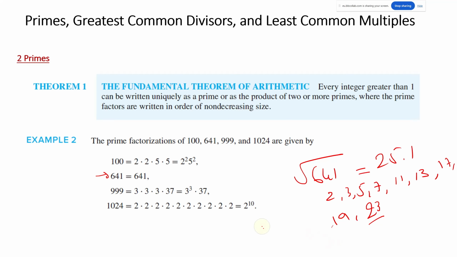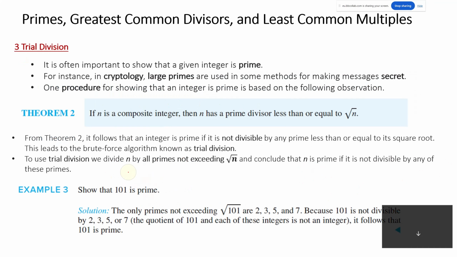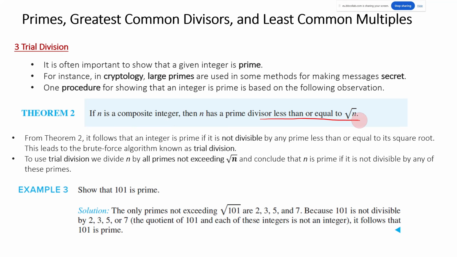So up to 23, if I try to divide this by these numbers and none gives a remainder of 0, I don't have to keep trying with prime numbers larger than 23. Because if I don't find any divisor smaller than the square root, for sure I'm not going to find any other one. So that's the beauty of theorem number 2, which is: if n is composite, then n has a prime divisor less than or equal to the square root of n.